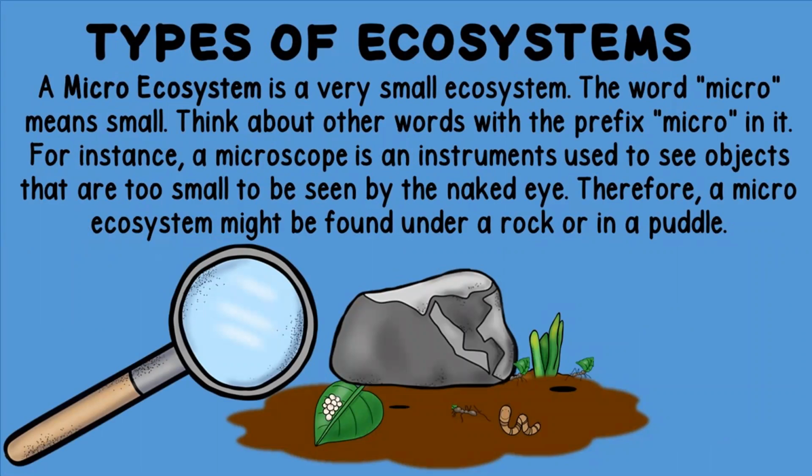A micro ecosystem is a very small ecosystem. The word micro means small. Think about other words with the prefix micro in it. For instance, a microscope is an instrument used to see objects that are too small to be seen by the naked eye. Therefore, a micro ecosystem might be found under a rock or in a puddle. So these are your really small ecosystems that live all around you, but you might not even really be aware of.